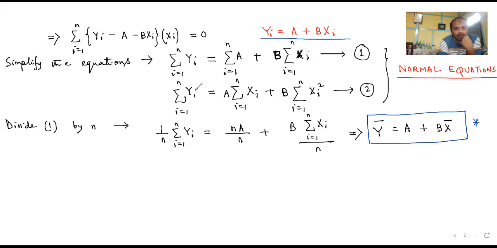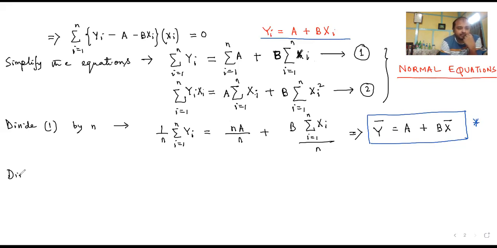Okay, I have missed one particular factor over here in equation 2. One xi is present over here. Remember, I missed this xi. Xi is getting multiplied by yi.